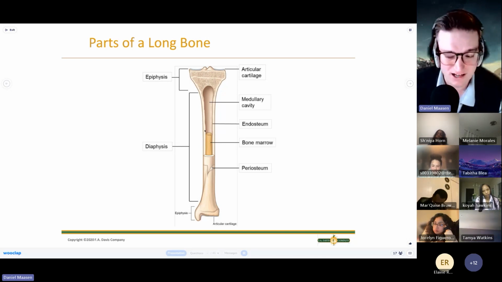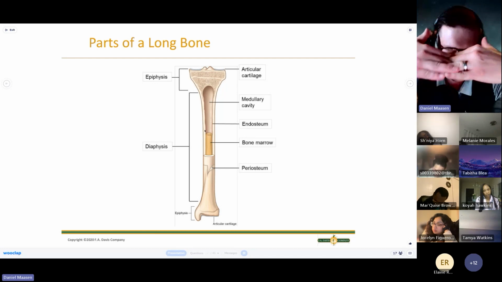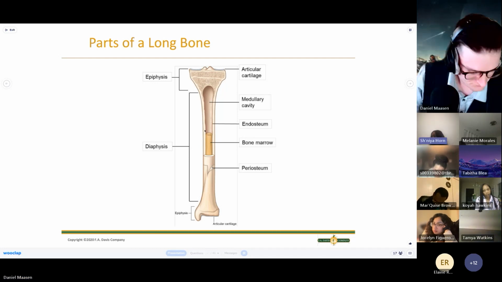So that's really the periosteum's job. It's not really protecting the bone. The bone's pretty strong on its own. It's really just giving an attachment point for fibers of our connective tissue to intertwine with bone and keep it all in place.